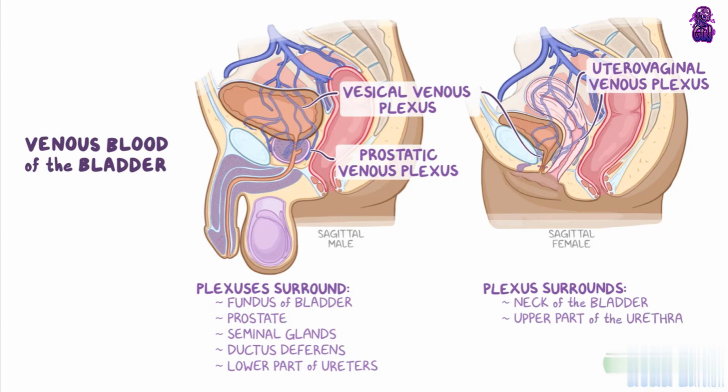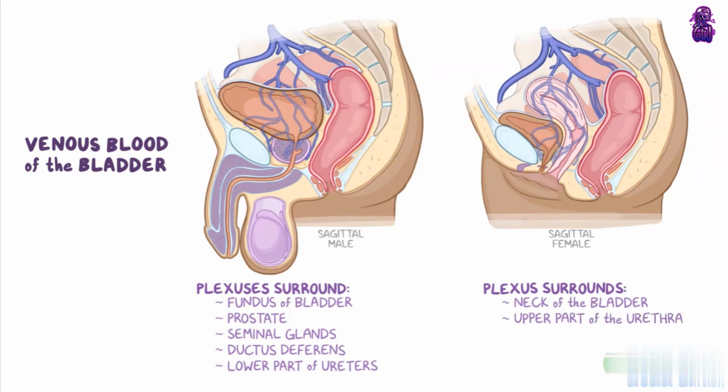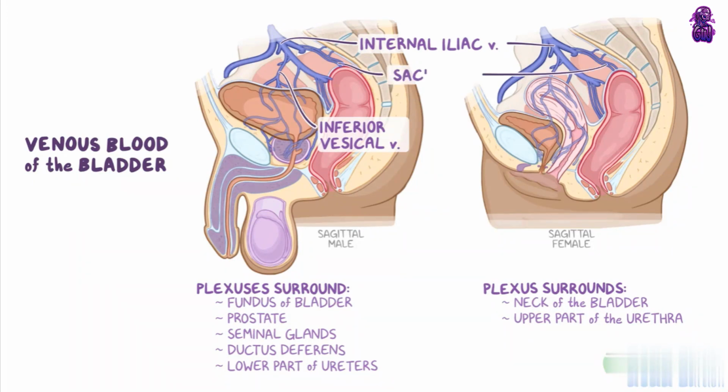The vesical plexus often drains into the inferior vesical veins, which drain into the internal iliac veins. The vesical venous plexus may also drain into the sacral veins, which drain into the internal vertebral venous plexus.